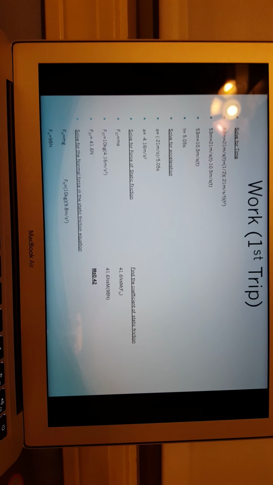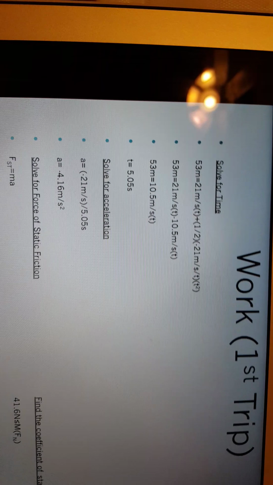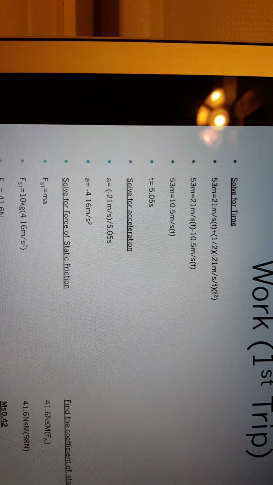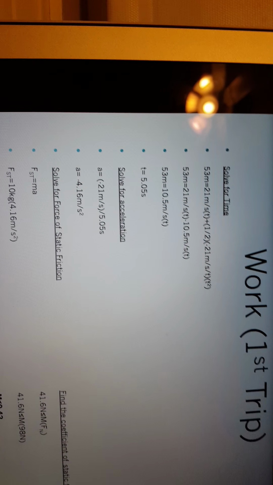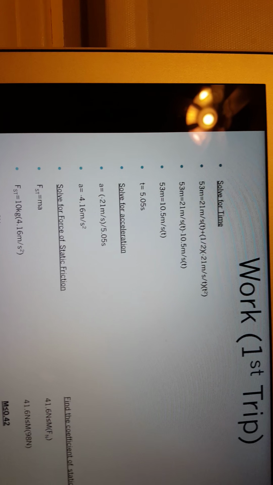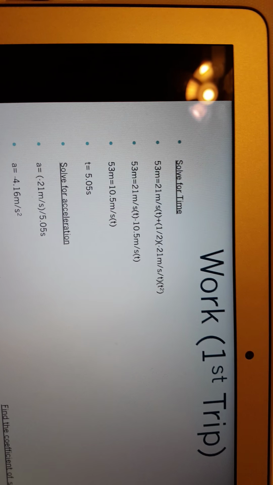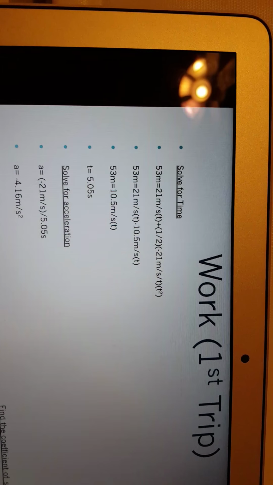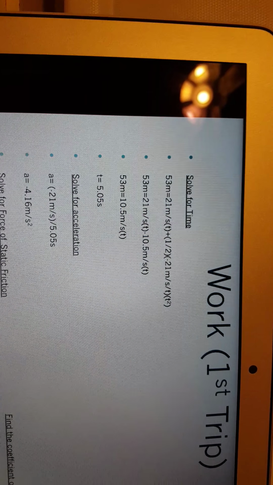Now that we have all of our values, we can go in to start solving the equation. For the first half, we want to start out by solving for time because we have all of the other values except acceleration and time, and we can use acceleration as negative 21 meters per second over time, and so we could put acceleration in terms of time so that we could solve for the variable time. So we put it into the displacement equation and get that time is 5.05 seconds.